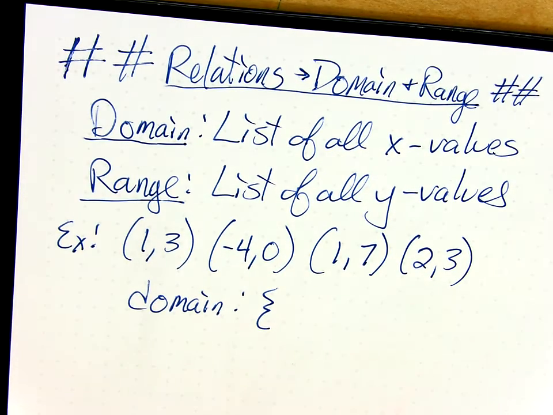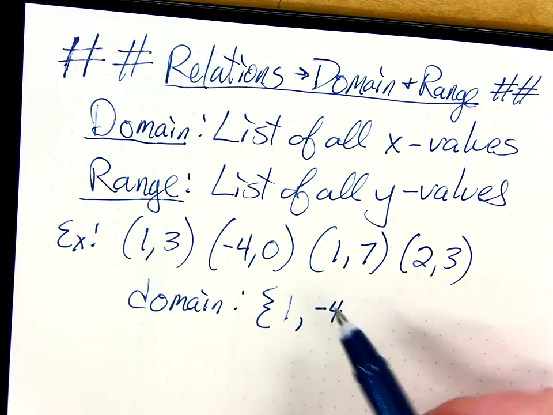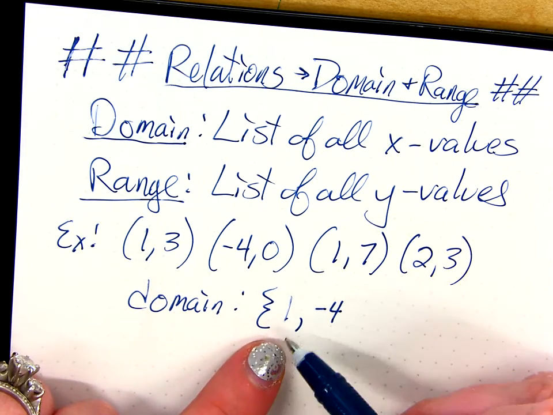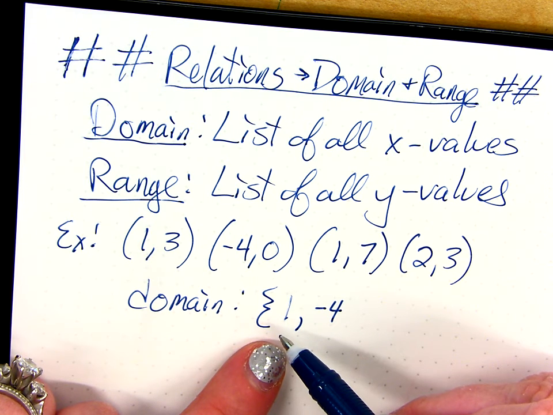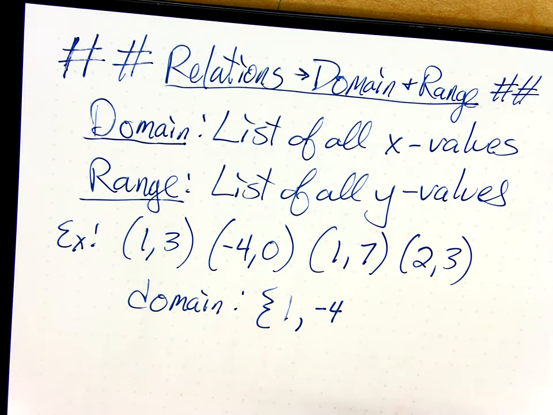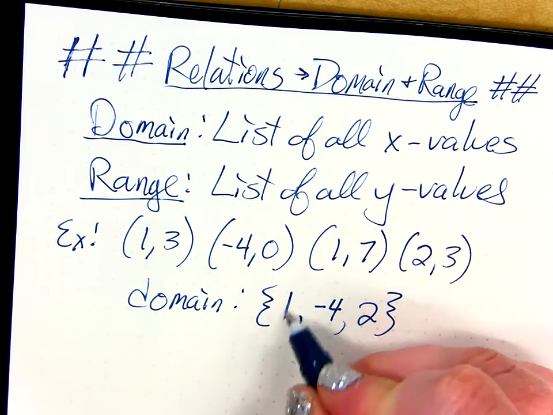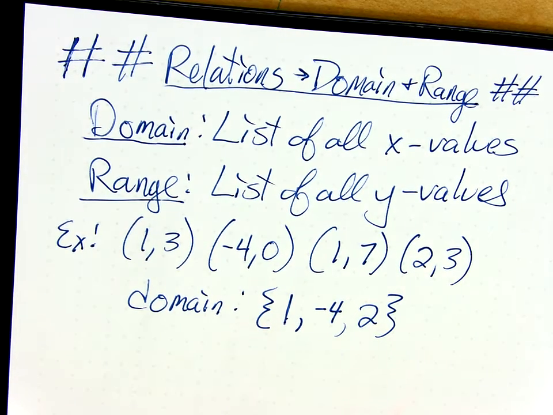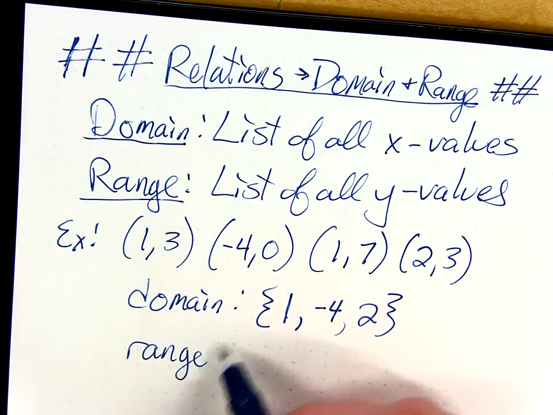Just the x values. I don't care about the y's. So it's going to be 1, -4. Now here's something interesting. I have 1 again. It's already in my list though. If you're telling me your favorite pizza toppings, do you have to say pepperoni twice? No, of course not. You would just list it the one time. So you don't need to list 1 again. You already have it. So there would be my domain. Go ahead and do the same thing for the range.